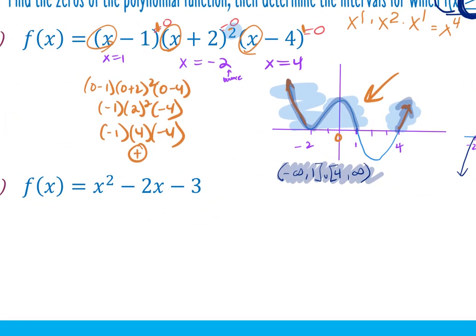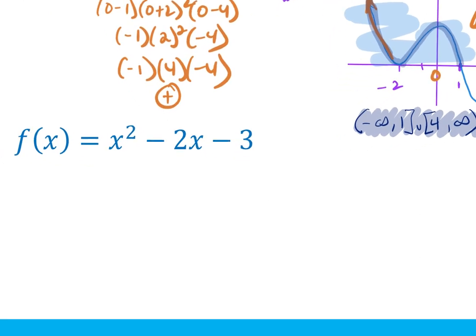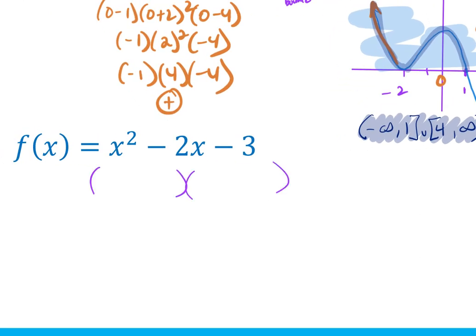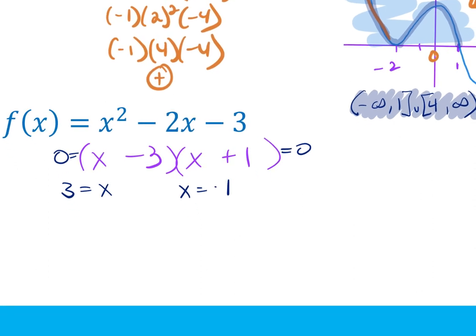This time, what's different from A to B? It's not factored yet. Okay, so we're going to start by factoring it. What are the factors of -3 that sum to -2? -3, +1, split and solve. X equals 3 and x equals -1. So my zeros, do either of them have a multiplicity other than 1? No, so they're going to cross through each of these.